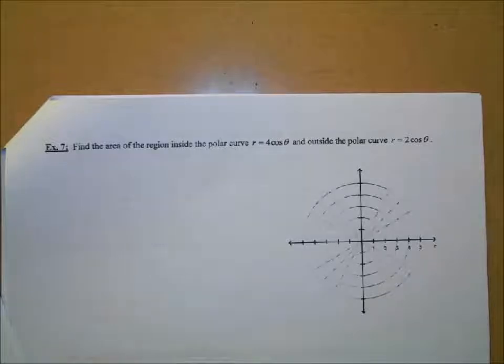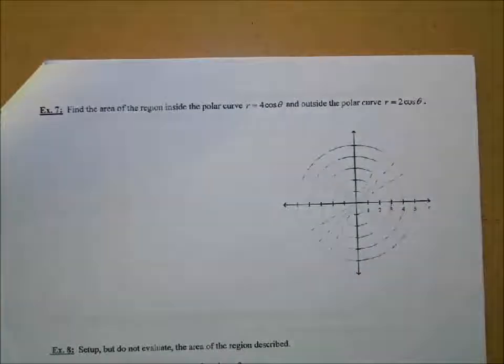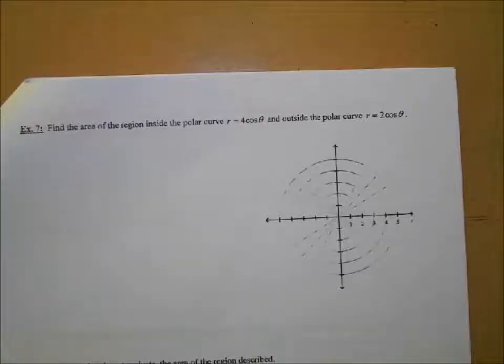Anywho, all right, find the area of the region inside the polar curve, r equals 4 cosine theta, and outside the polar curve, r equals 2 cosine theta. So again, go ahead, draw it, okay? See if you can come up with a region here. So let's go ahead and sketch this. I'll give you a couple seconds there to do that. I'll do it myself.